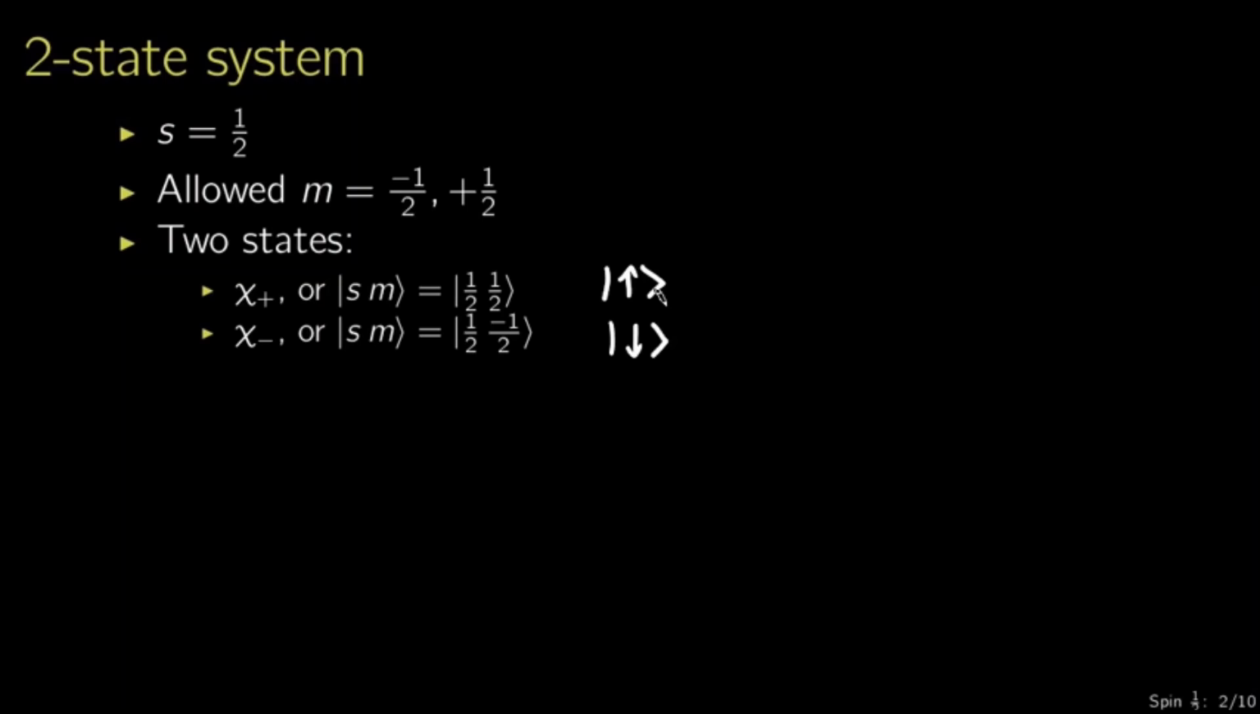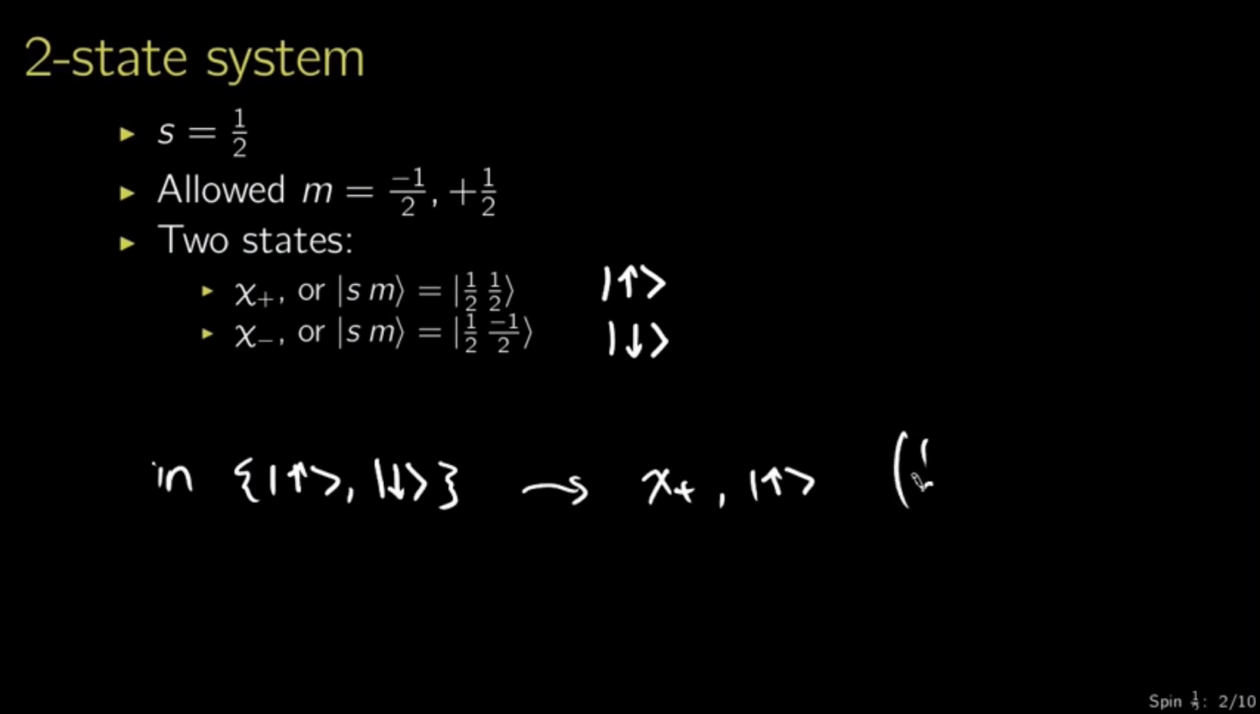What's nice about this, the fact that we're working with a two-state system, is that no matter what our operator is, it's going to have a representation as a 2x2 matrix. The vectors that we're working with, chi plus, expressed in the basis of spin up and spin down, our chi plus vector, which I'm also writing as just up, is given by simply (1, 0). Likewise, chi minus, or spin down, is given by (0, 1).